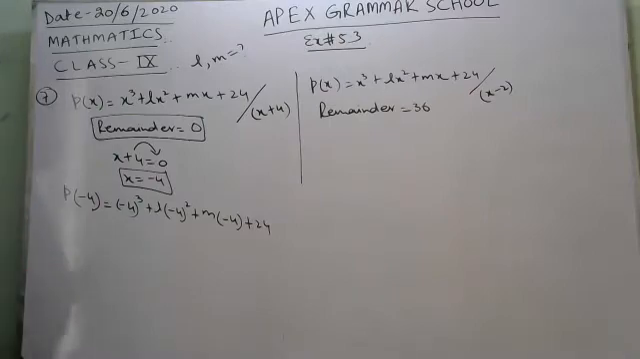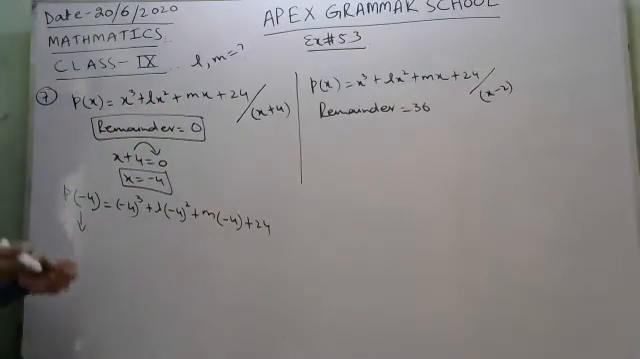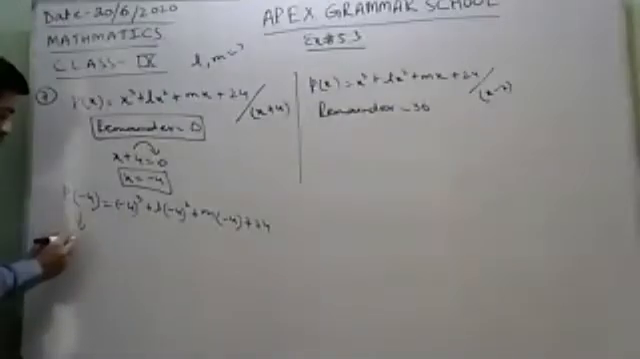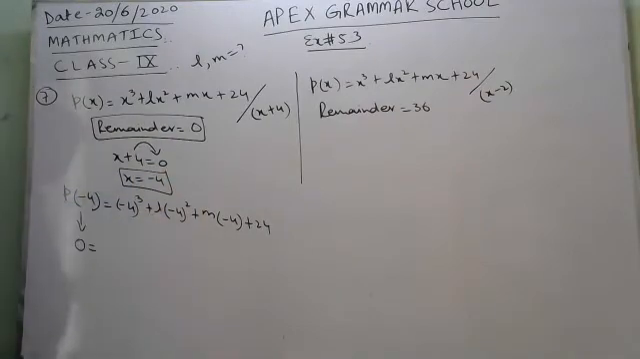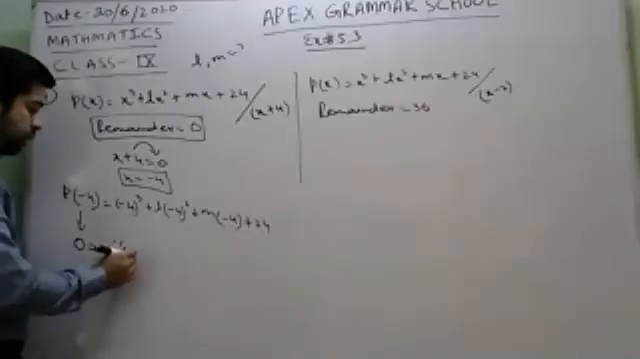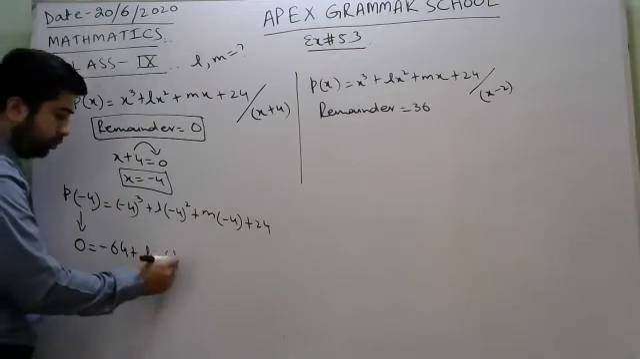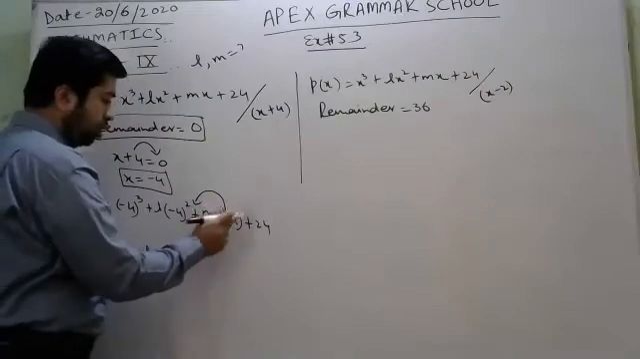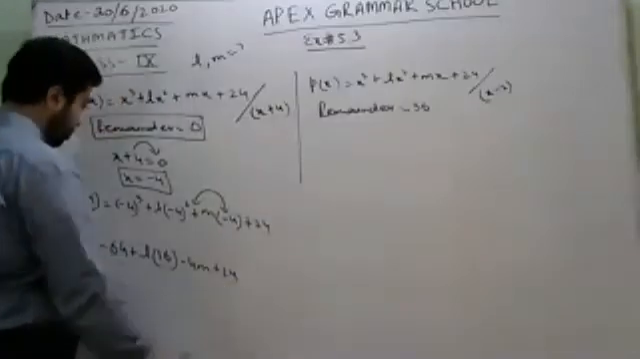Now you already know the answer instead of p of minus 4: it is a factor, and factor means its remainder is 0. So I'm going to write 0 here, because I already know that its remainder is 0. Now solve this one. Minus 4 cube means minus 64. Minus 4 square means plus 16. This plus will coincide with this minus, so minus 4m plus 24.